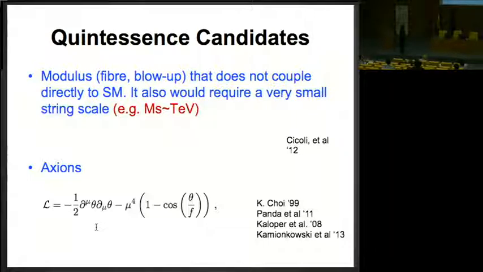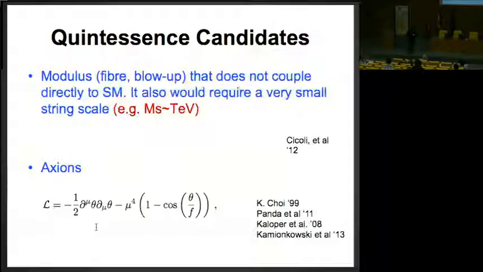And actually, one of the options using the large volume scenario was explored by Michele Cicoli et al. in 2012. However, that one required the string scale to be of a TeV, and then you have to add a lot of assumptions to make it work, in particular some cancellations about how to break supersymmetry and so on. Still, it is an option. My favorite one, I think, is using the axion as the quintessence field.